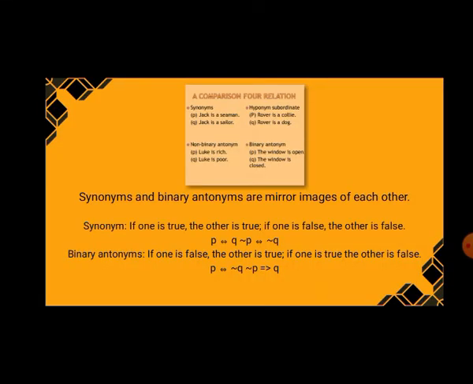As stated in the book, synonyms and binary antonyms are mirror images of each other. The truth value of the synonym is, if one is true, then the other is true. If one is false, the other is false. And the truth value of binary antonyms is, if one is false, the other is true. Then if one is true, the other is false. Now let's move on to non-binaries.